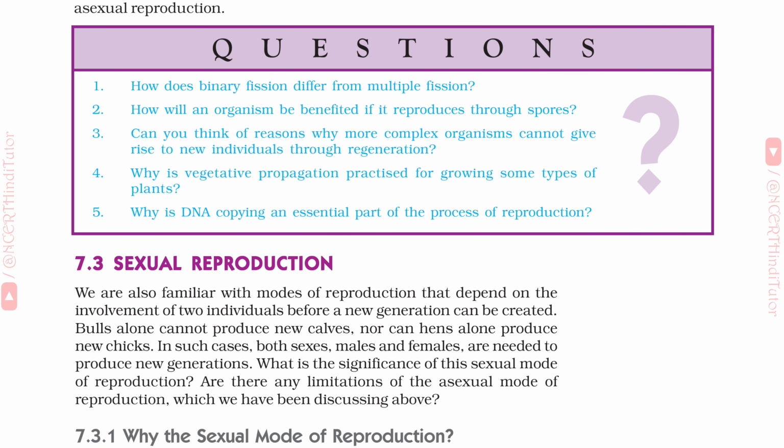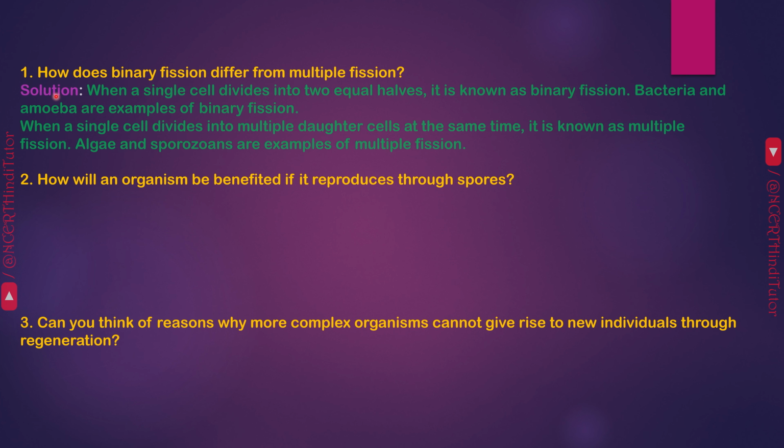Question 1. How does binary fission differ from multiple fission? Answer. When a single cell divides into two equal halves, it is known as binary fission. Bacteria and amoeba are examples of binary fission. When a single cell divides into multiple daughter cells at the same time, it is known as multiple fission. Algae and sporozoans are examples of multiple fission.